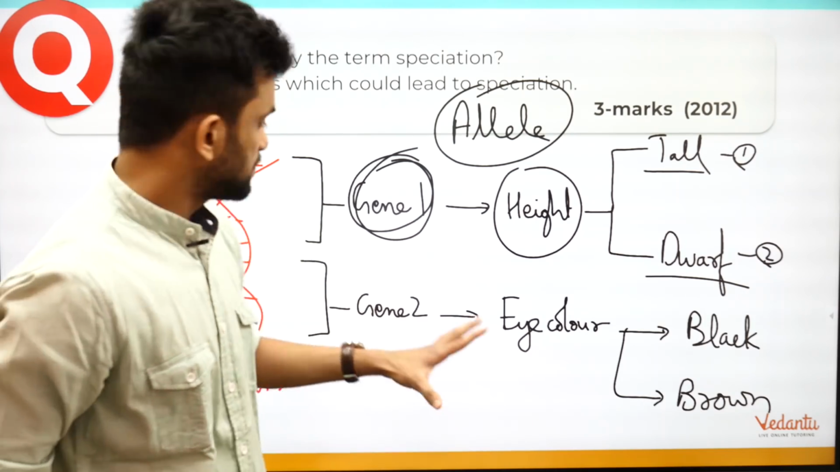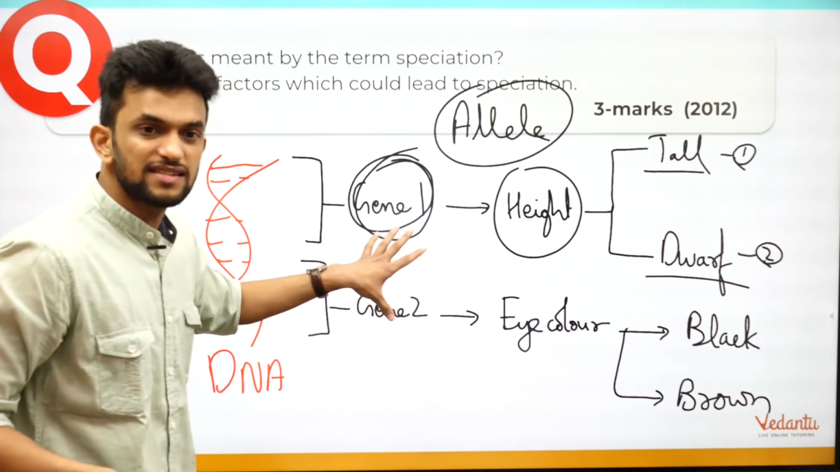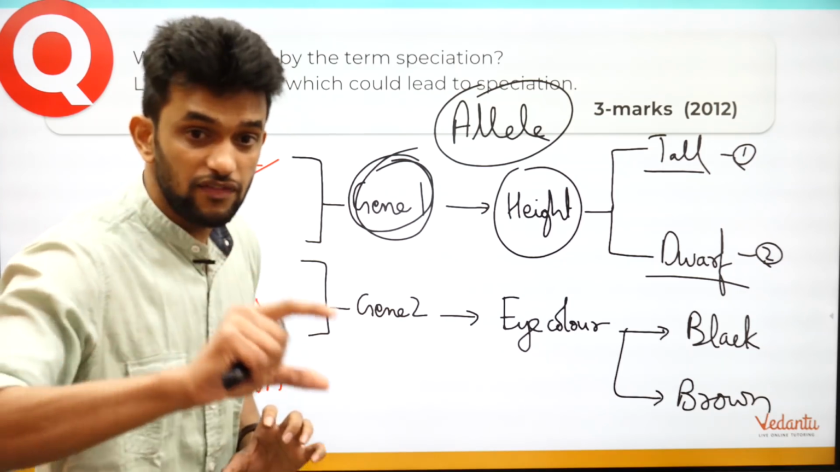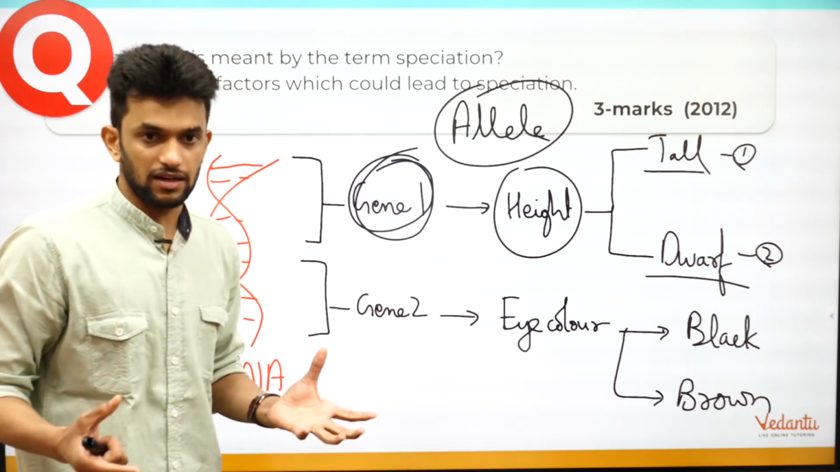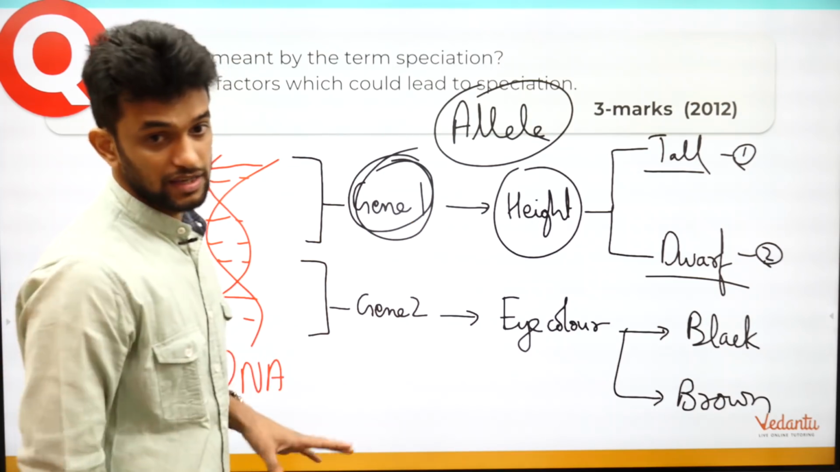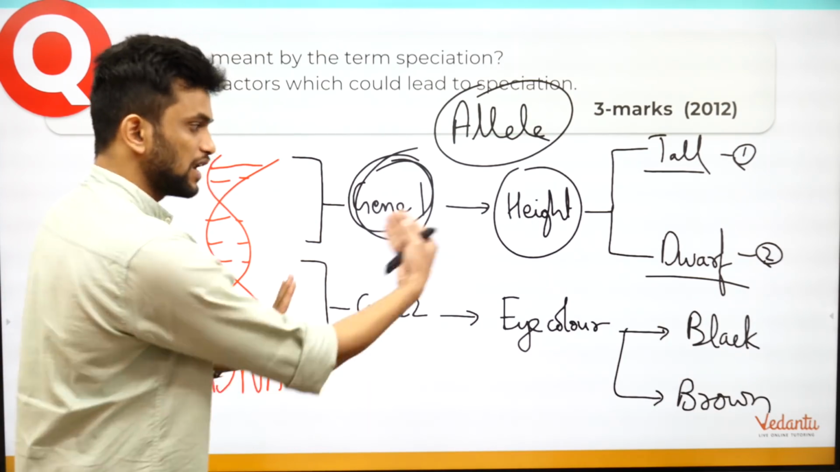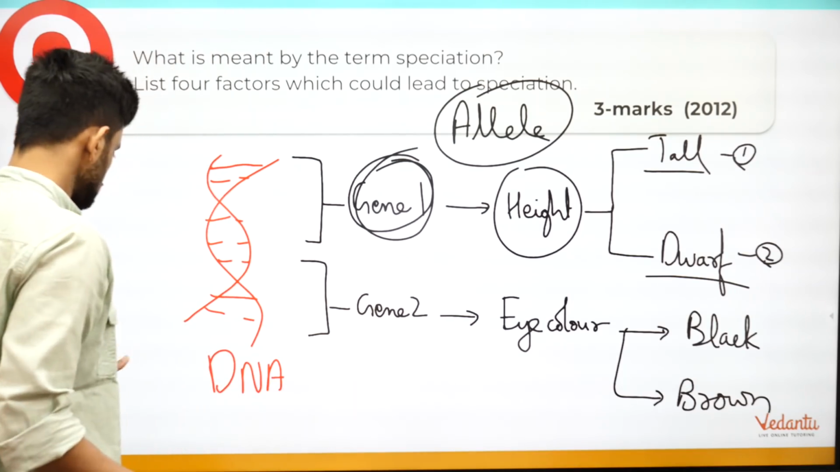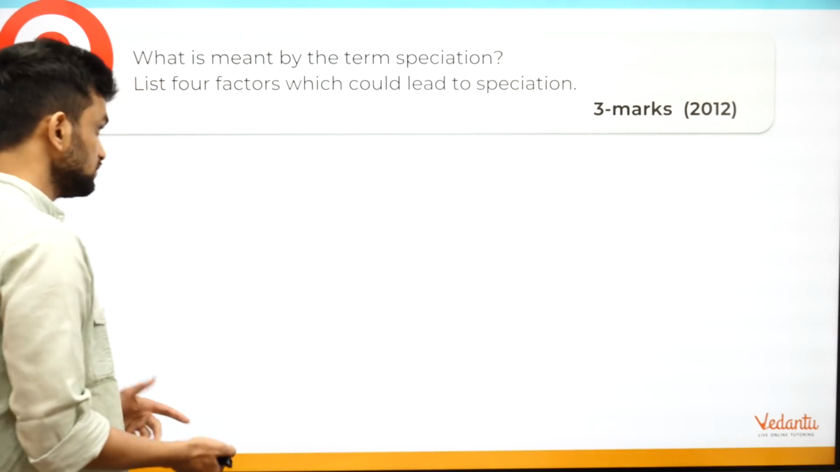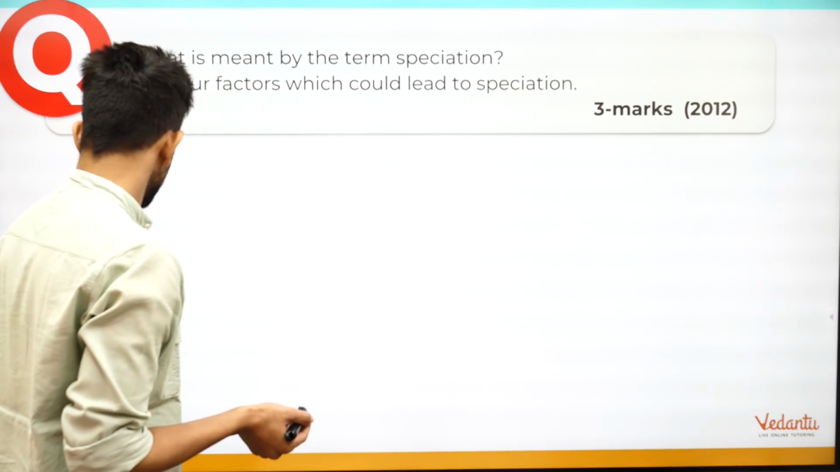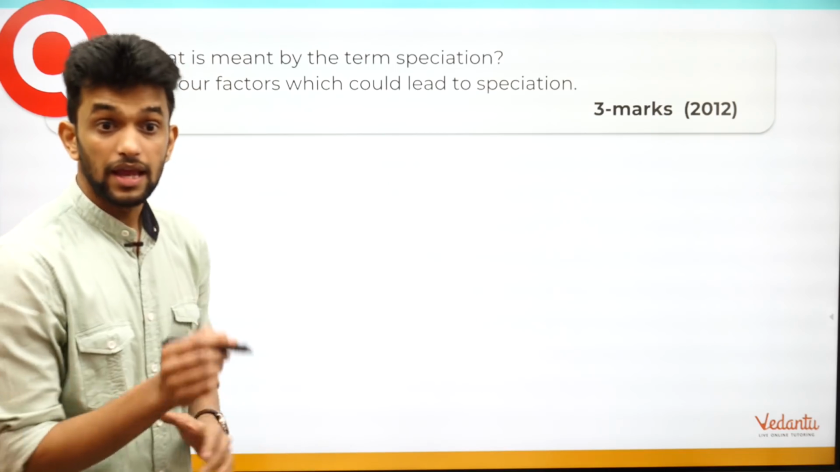I guess you must be pretty much clear about what a gene is. A gene is a segment of a DNA which codes for a particular character. Basically, it's a map for a particular character. Gene 2 is a map for another particular character. Now, we studied what's a DNA, what's a gene, what's an allele.